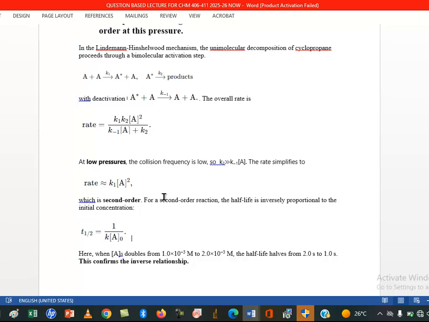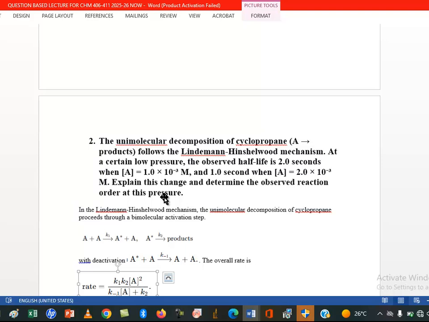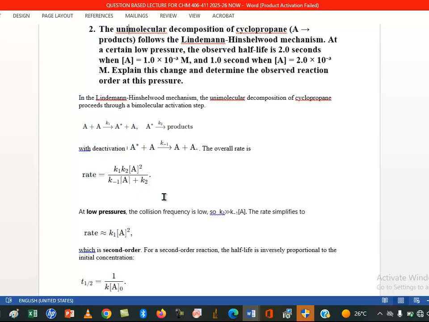So all you now need to do, the reason why you are given these values, is just to confirm for us the order, and to be able to explain the change. So let's explain the change looking at what you have here. When the half-life is 2 seconds, the concentration is 1; when the half-life is 1 second, the concentration doubles. So as you reduce the half-life, the concentration increases, and this is typical of a second order reaction.